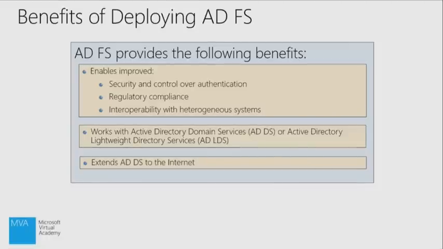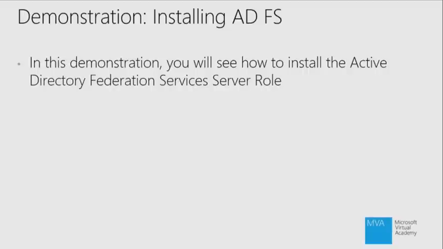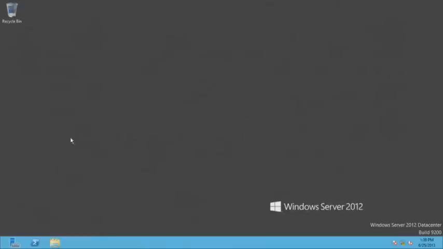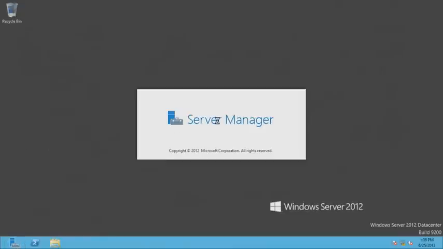And interoperability with heterogeneous systems if you're interacting either internally or externally with non-Windows systems. Works with Active Directory Domain Services or Active Directory Lightweight Directory Services, which we're going to get to later. And it can, optionally, here at the bottom, extend Active Directory Domain Services to the internet. We're going to jump right across real quick, and we're going to install this role and take a look at what it comprises. All right, here we are on the desktop of our demo environment.